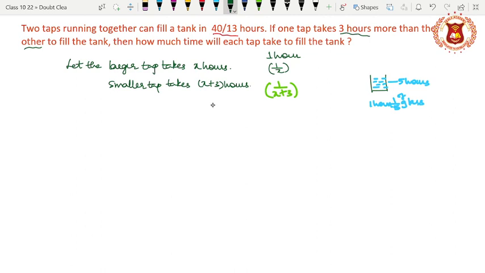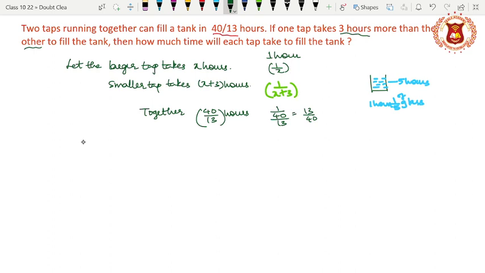Now together they fill the tank in 40 by 13 hours. Therefore in 1 hour it is 1 by 40 by 13, which is equal to 13 by 40. This is very important. Now listen carefully. Both in 1 hour can fill 1 by x and 1 by x plus 3.